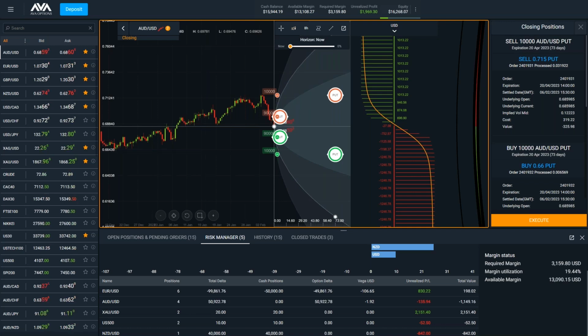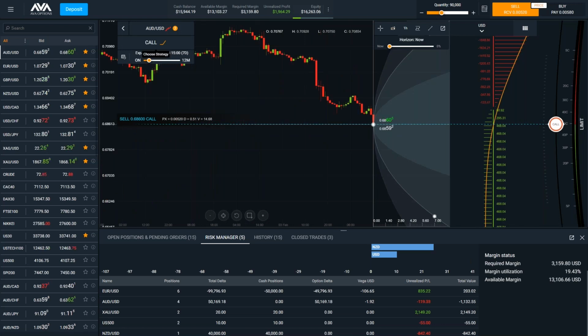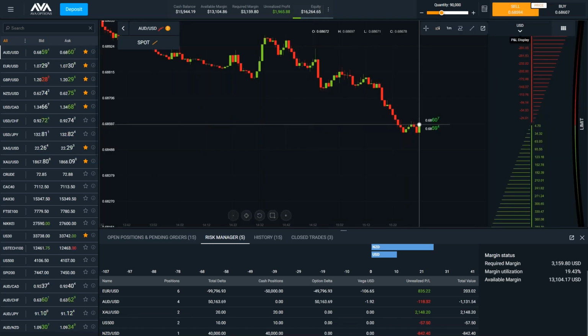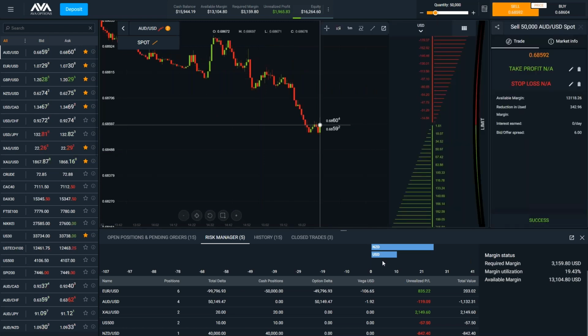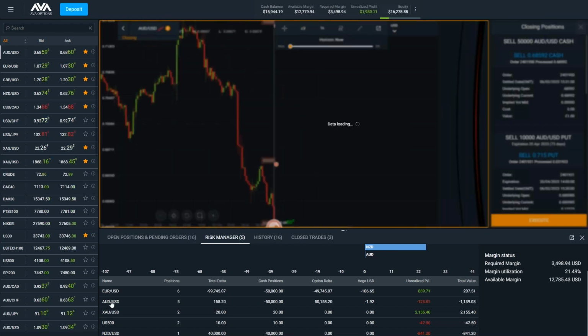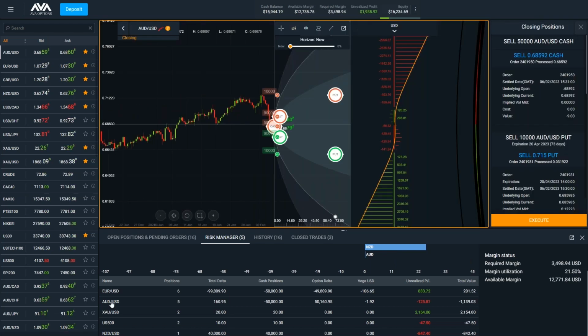And if I was to sell spot against that, if I sell 50,000 spot, then that's going to be a delta hedge. And you'll see that my total delta now has gone to basically 0. And you can see all of the options positions and the spot position here. And now I've totally changed my trade.